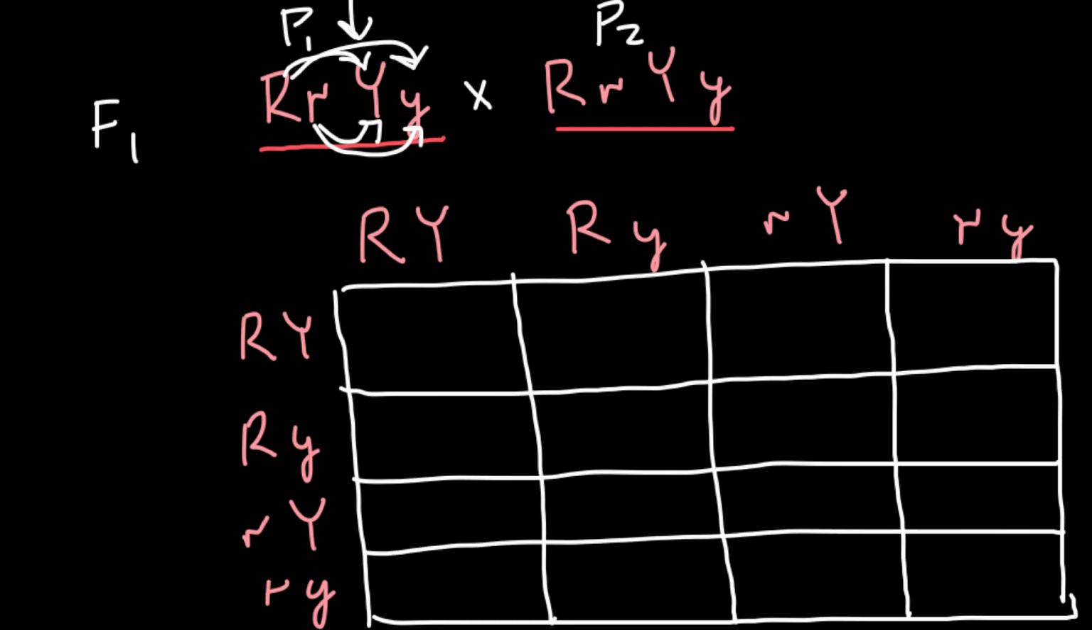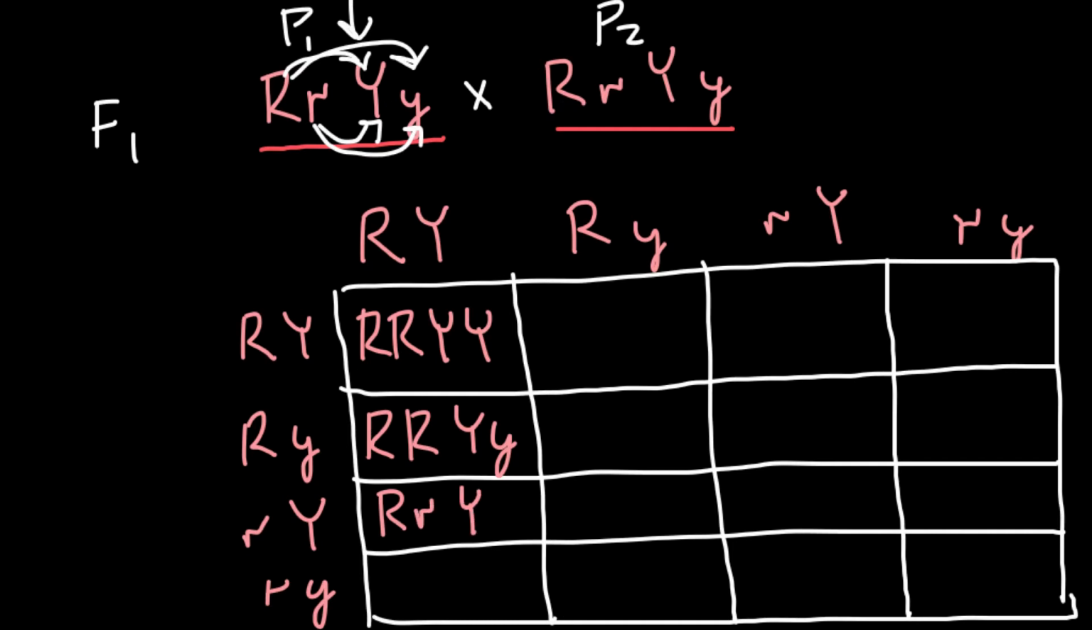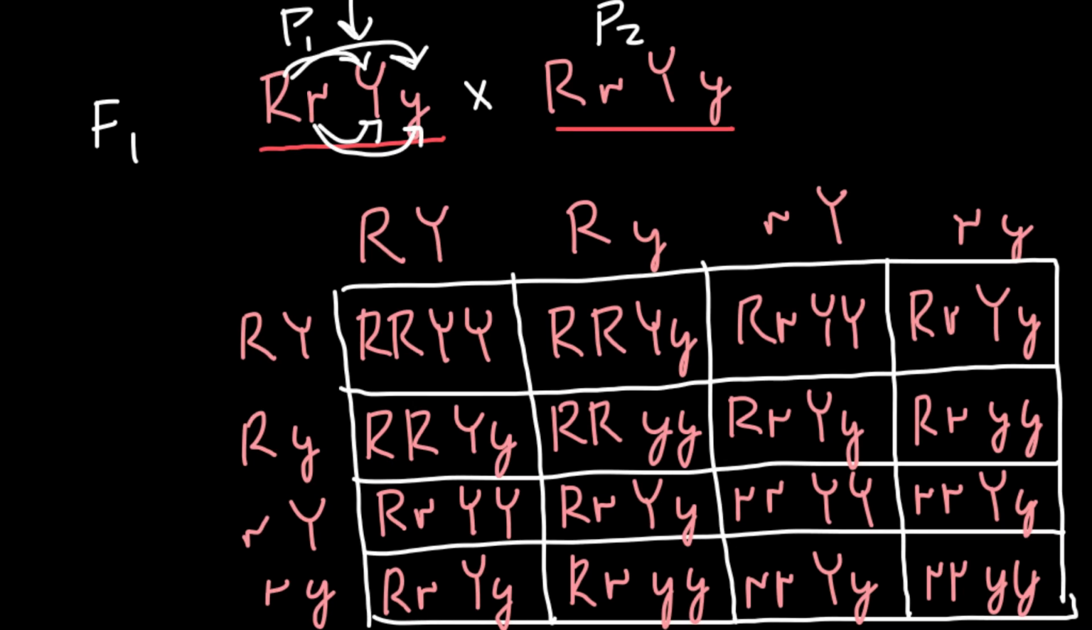So here in the first cell we will have the genotype capital R, capital R, capital Y, capital Y. Here capital R, capital R, capital Y, small y, then capital R, small r, and capital Y, capital Y, and so on through the table. I will speed up my video. So I finished my table and saved you another minute.